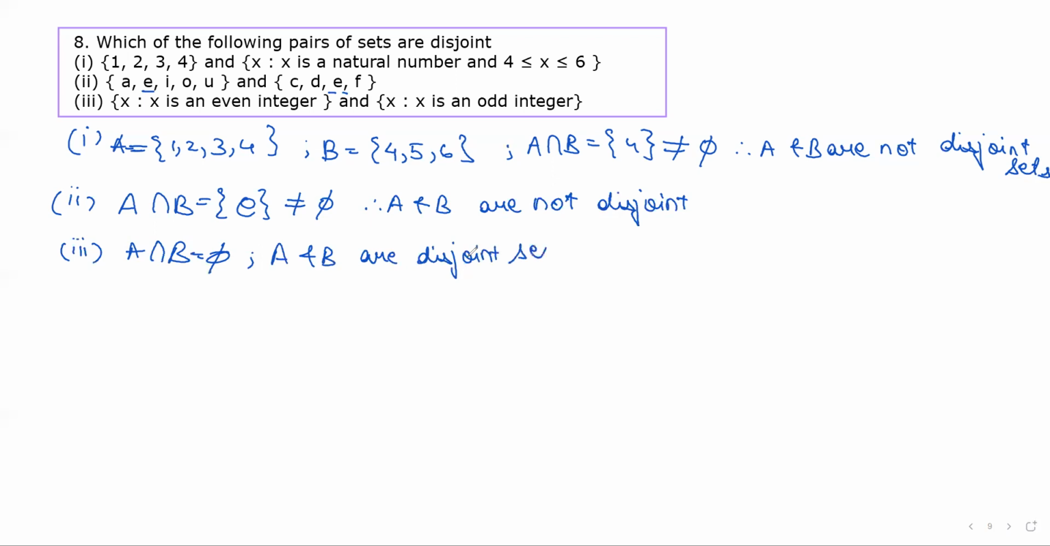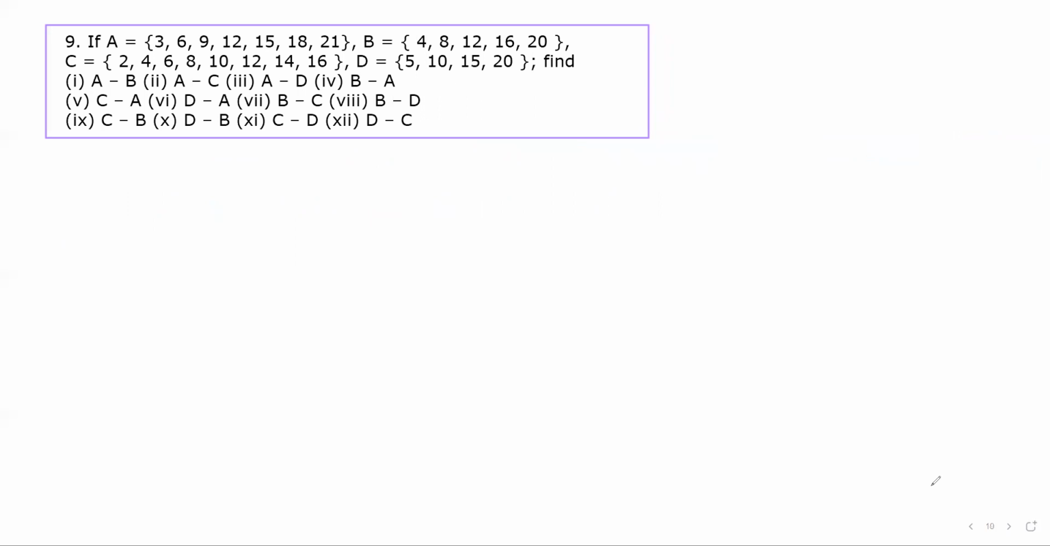A is 3, 6, 9, 12, 15, 18, 21. B is given, C, D are given. You have to find the difference, A minus B. Now, A minus B can be considered in terms of a formula, which is A minus A intersection B. That means all the elements which are common between A and B should be subtracted from A to get A minus B. Or it can be considered as A intersection B complement.